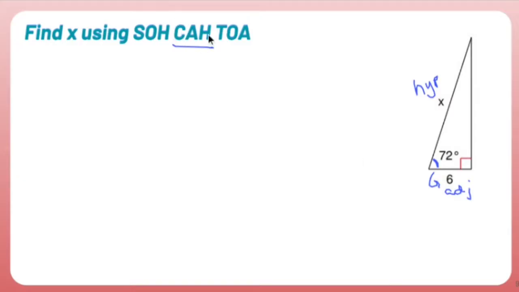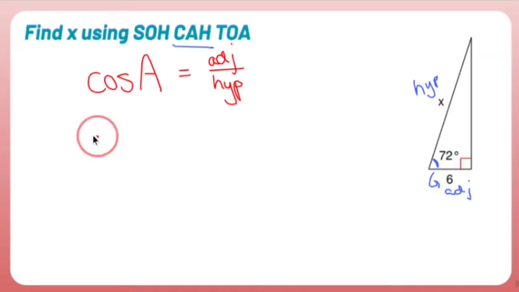All right, so we are going to set up cosine of my angle, which I'll call A because I'm afraid to call it X, is going to equal my adjacent side over my hypotenuse. And now I plug in what I know. I plug in cosine of my angle, which I know my angle. We did previous videos where we didn't know my angle, but now I do. Cosine of 72 is going to equal my adjacent side, which I know is 6, over my hypotenuse, which is x.